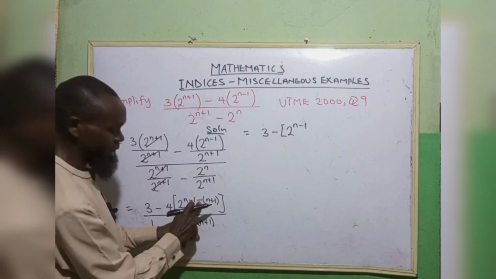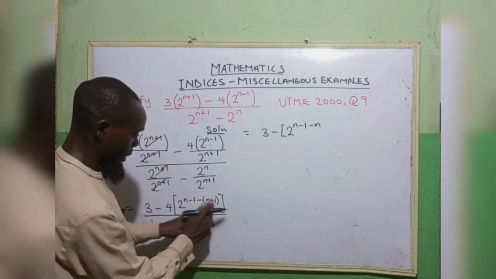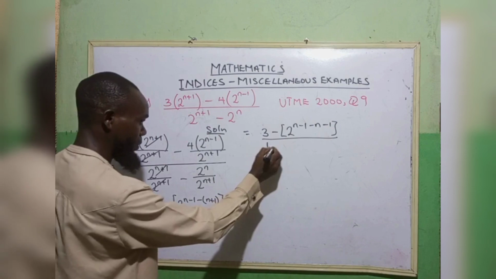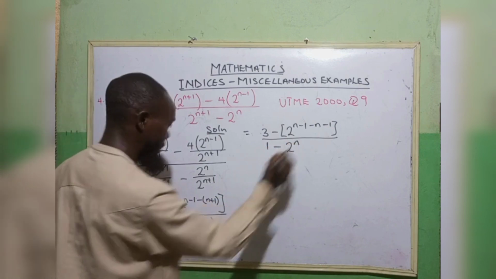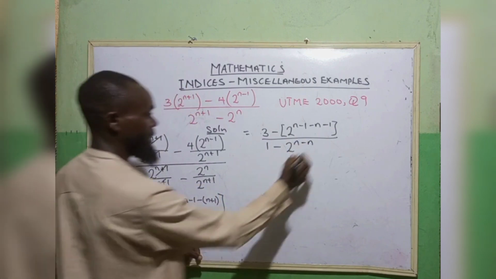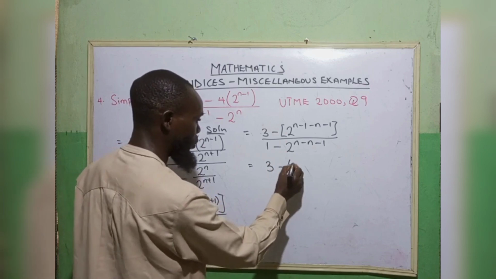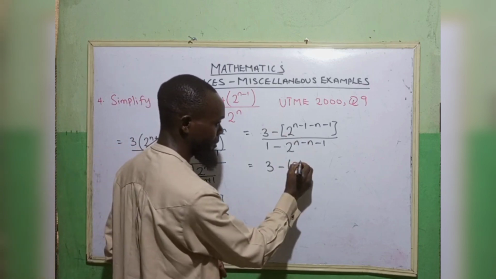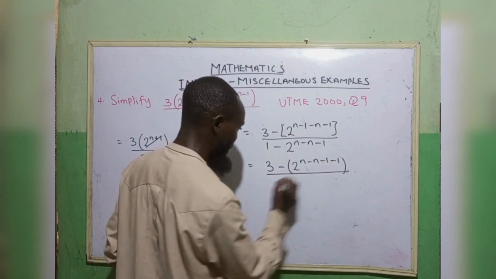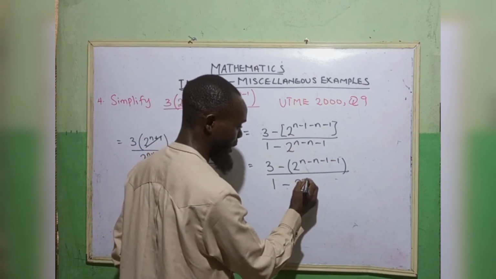Now the next step is we have 3 minus 2 raised to power n minus 1. Let's open this bracket with this minus. I'm going to have minus n is plus, minus n, minus n is plus, minus 1, divided by 1 minus 2 raised to power n. Then minus n is plus, minus n, minus n is plus, minus 1. So I have 3 minus, open your bracket, 2 raised to power, collect like terms, n minus n, minus 1, divided by 1 minus 2 raised to power n minus n, that is 0. I'm going to be left with minus 1.